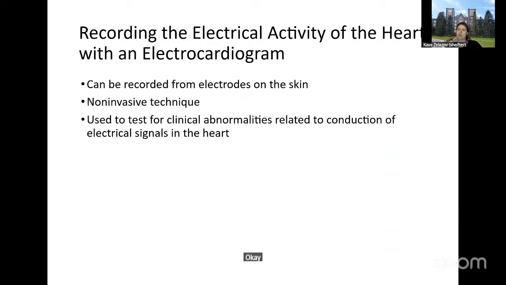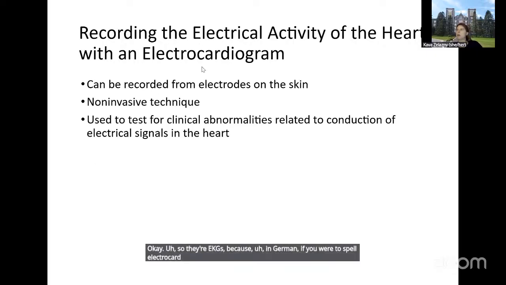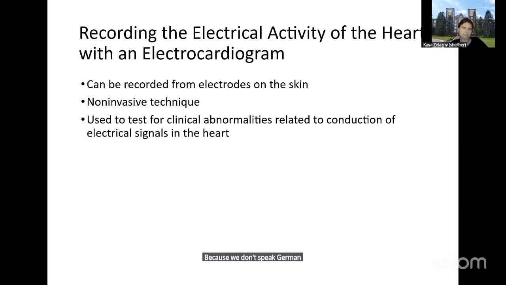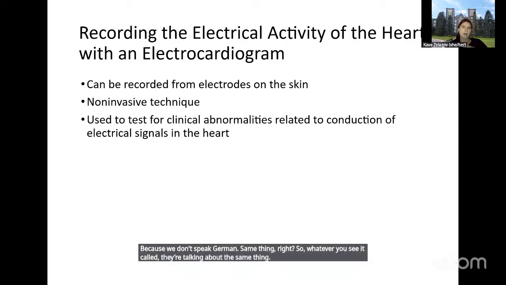Okay. So they're EKGs because in German, if you were to spell electrocardiogram, you would spell cardio with a K, and that's how we name them. But sometimes you'll see them as ECGs too, right? Because we don't speak German. Same thing, right? So whatever you see it called, they're talking about the same thing.